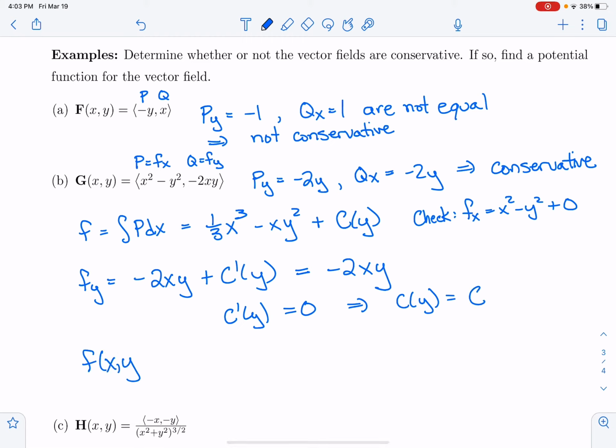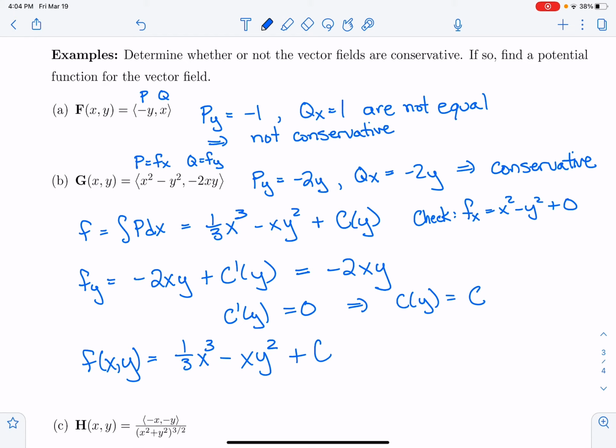Okay, so my potential function for this vector field is going to be 1/3 x cubed minus xy squared plus a constant. Now if you find the gradient of that function, you should easily see that it's equal to x squared minus y squared and negative 2xy. So these potential functions are not unique. They are unique up to an arbitrary constant, much like antiderivatives were when we were dealing with single variable calculus.